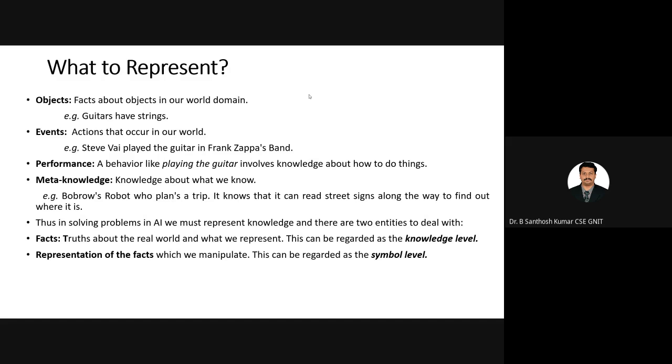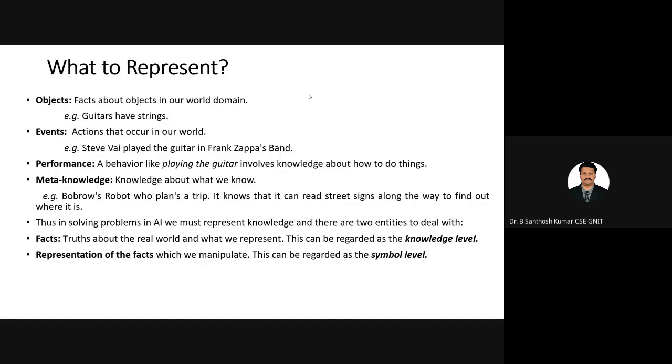So 105.40 is data. Then you are giving some additional information. That is called metadata, or if you are giving some more knowledge, that is called meta knowledge. Thus, in solving problems in artificial intelligence, we must represent knowledge, and there are two entities to deal with. One is a fact, another one is a representation.